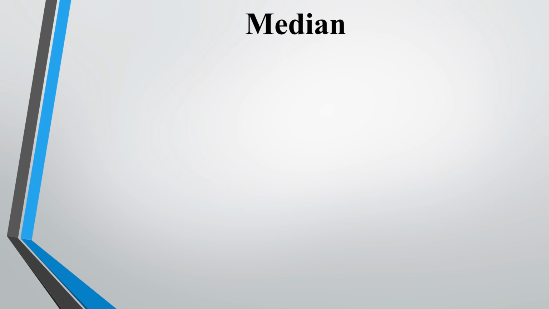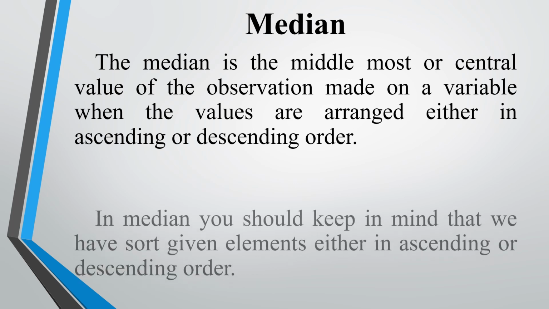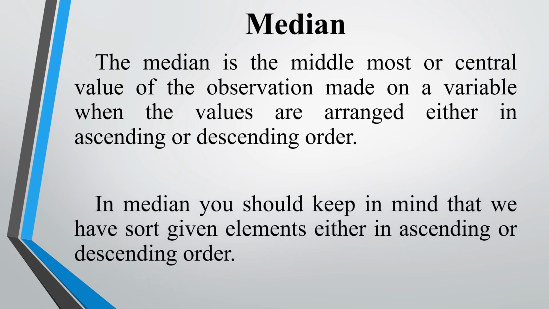What is meant by median? Median is the middlemost or the central value of observation made on a variable when the values are arranged either in the ascending order or in the descending order. In median, you should always keep in mind that we have to sort the given elements either in the ascending order or in the descending order to find the median. So median is the middlemost or the central value of the observation which is made on the variables.